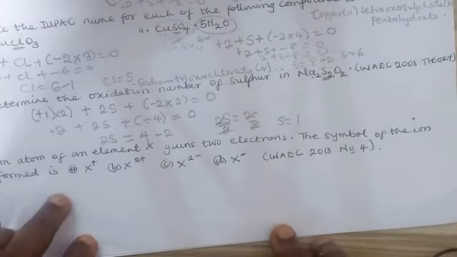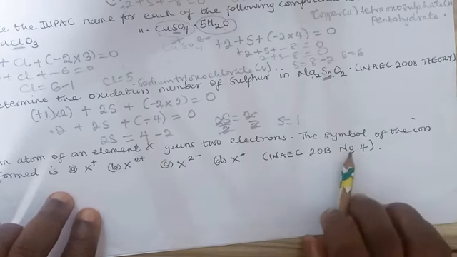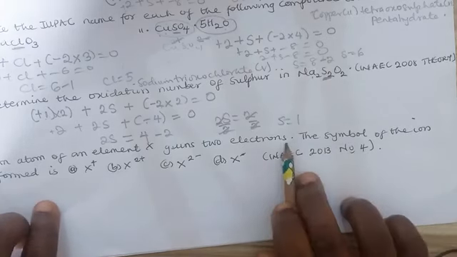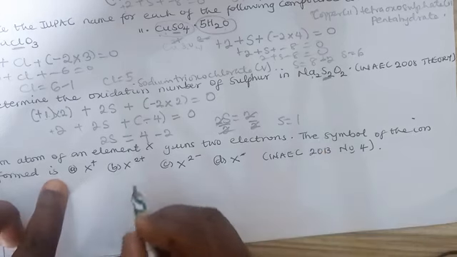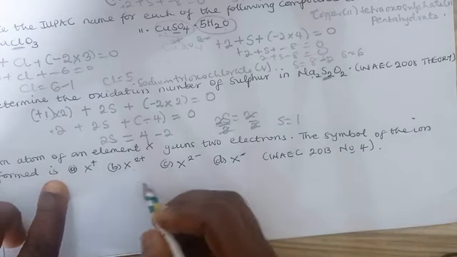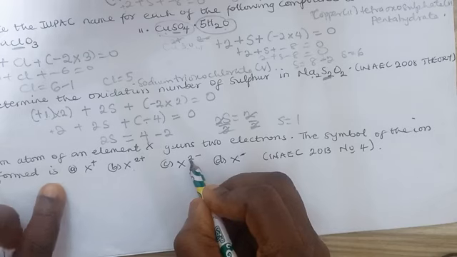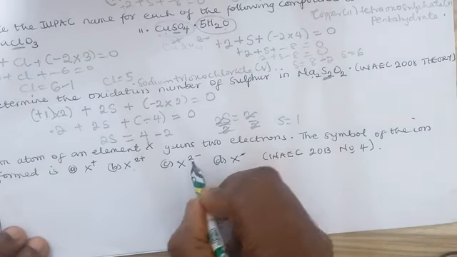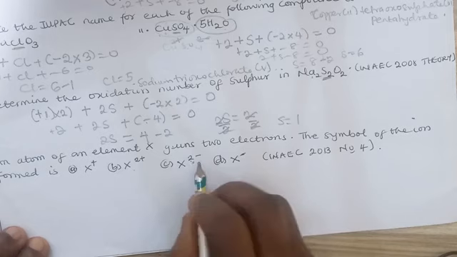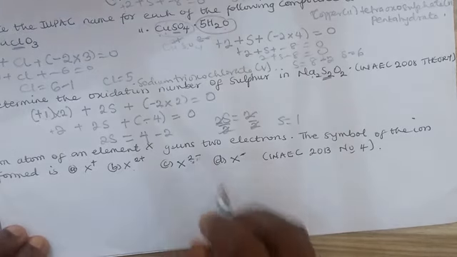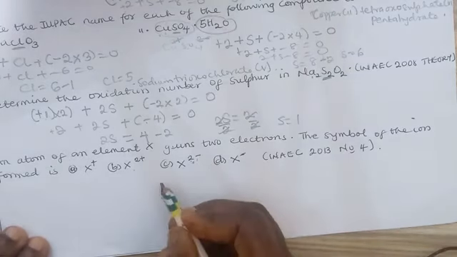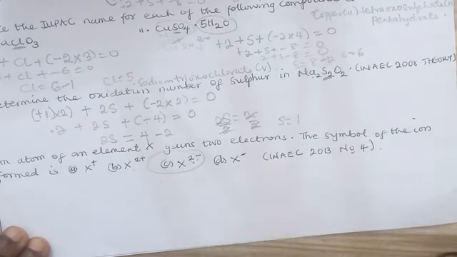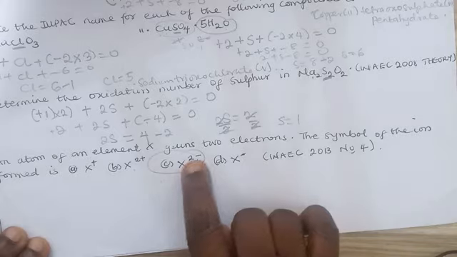The last part here is number 5, which is WAEC 2013, number 4. An atom of an element X gains 2 electrons. The symbol of the ion formed is, because it has gained 2 electrons, it's going to be negatively charged, because any element gaining electrons becomes negatively charged, because the electrons they are gaining are negative. So there will be a decrease in oxidation number, unlike elements losing to become positively charged, where there is an increase in oxidation number. So the best answer here is X2 minus, because there is a gain of 2 electrons, so it's negative.